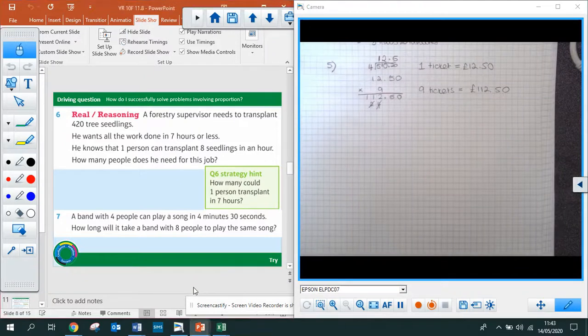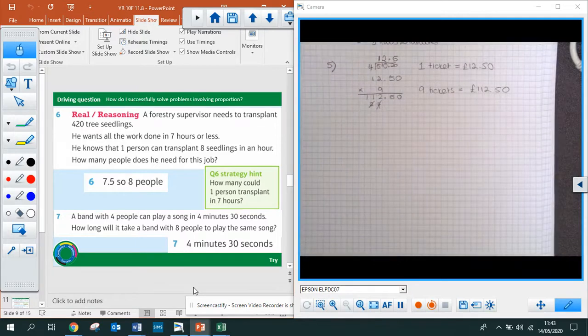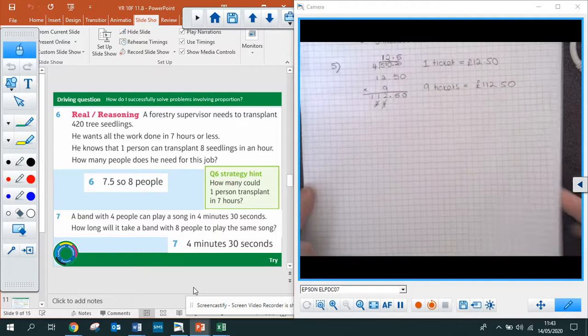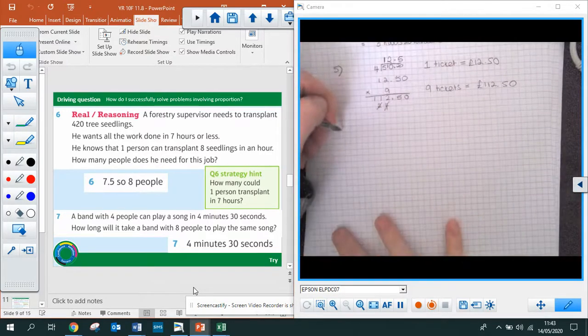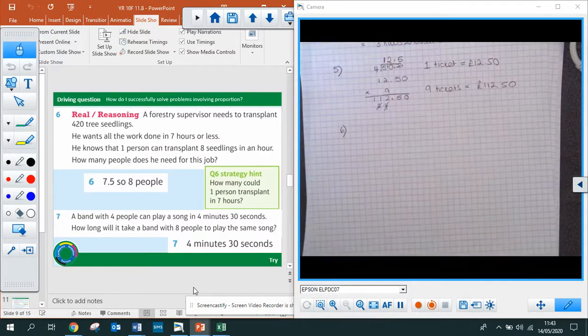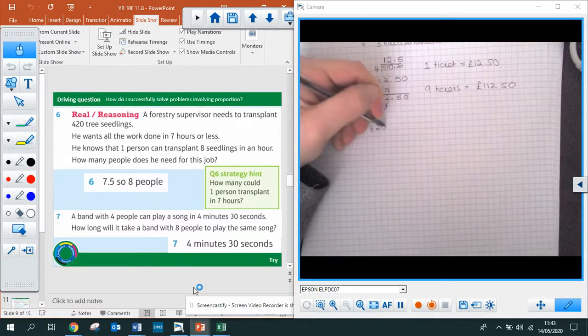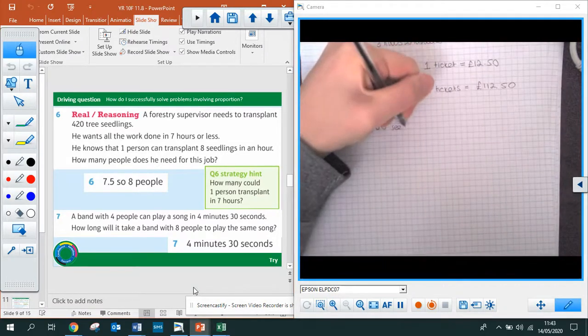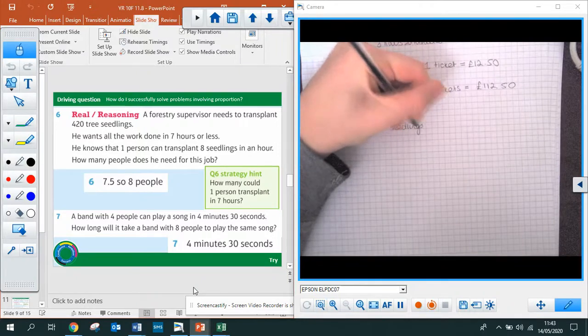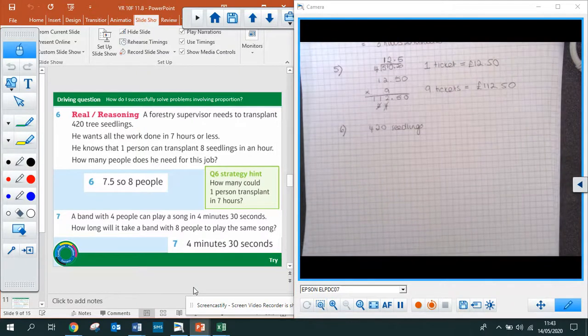And I'm going to put the answers up there for you. Okay, as you can see, question 7 was a bit of a trick. So, question 6. A forestry supervisor needs to transplant 420 tree seedlings. That's important information. He wants 420 seedlings. He wants all of the work done in 7 hours or less.